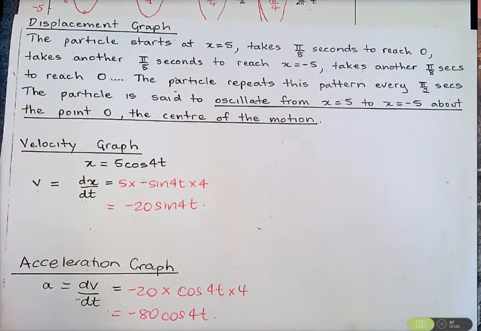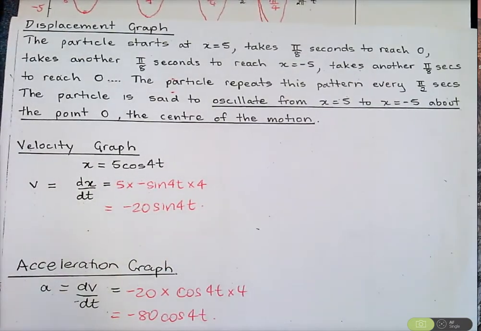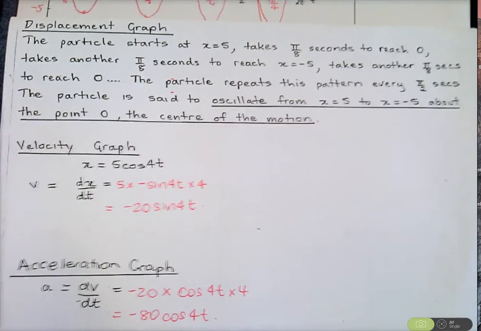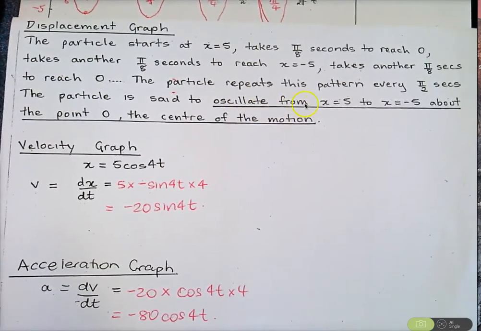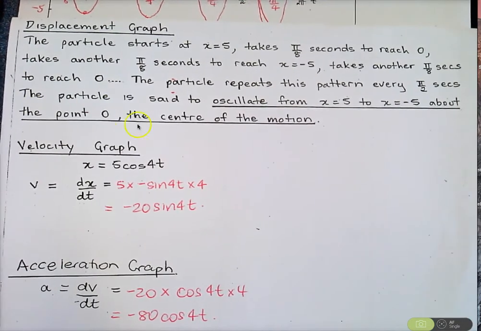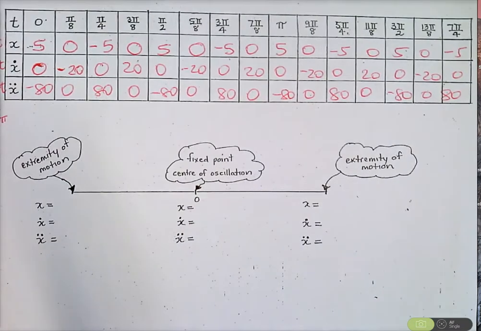So just get that down. You can write it if you want, as long as you've got your velocity and acceleration. I'd write that it oscillates from x equals 5 to x equals negative 5 about the point O. If you understand that, you don't have to write the other bit, but I'd definitely be writing about the oscillation. It is really, really important.